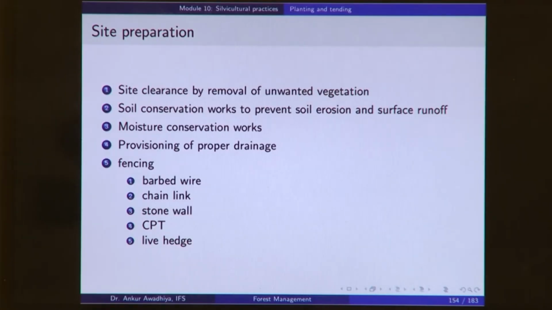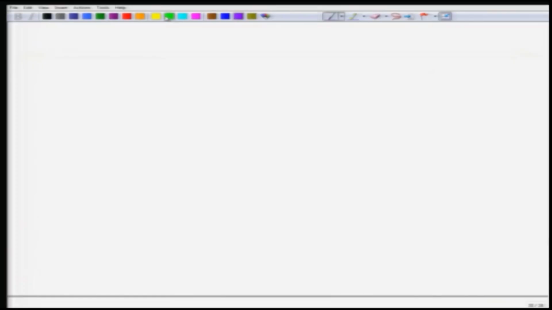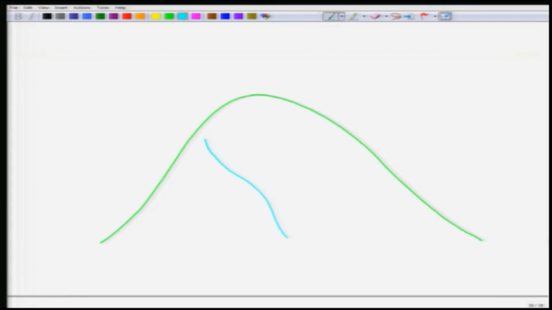Next, you will perform the soil conservation works to prevent soil erosion and surface runoff. Typically, soil conservation works and moisture conservation works are done together. So, what do we do in the case of soil and moisture conservation works? Suppose you have a hill where you are doing this plantation, and because of erosion there are a number of gullies that have developed in this hill.